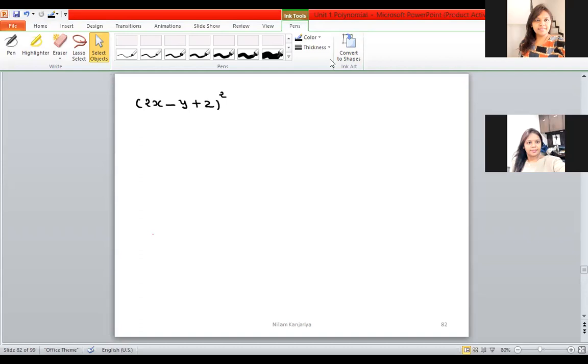Again I repeat, 2x minus y plus z whole square. If you got it, then tell me.